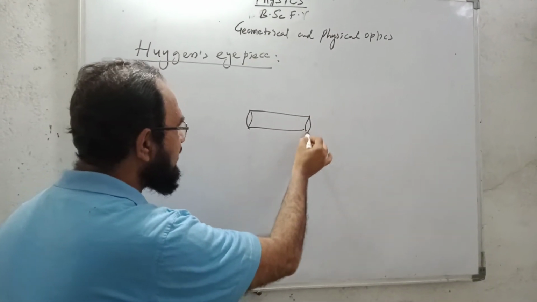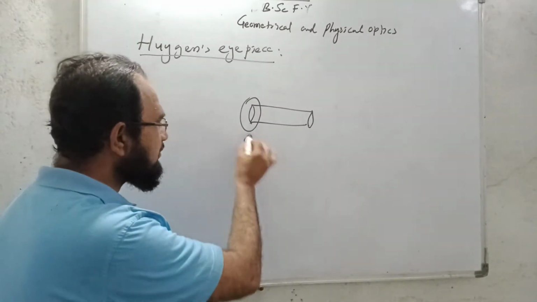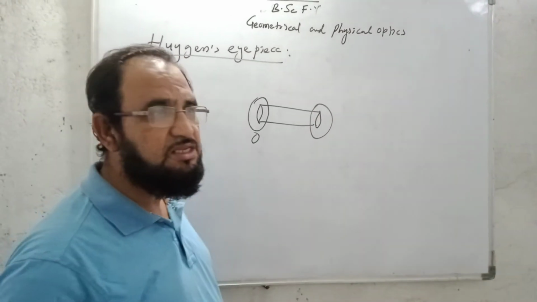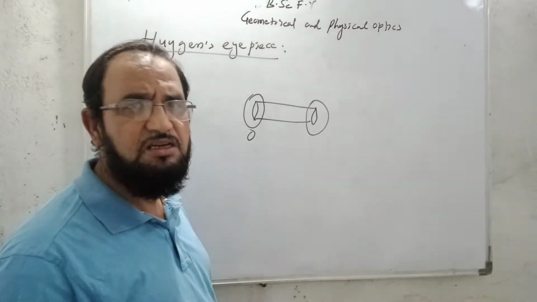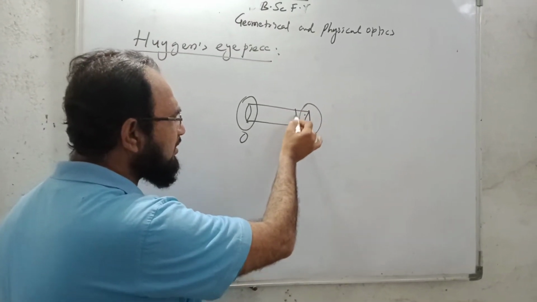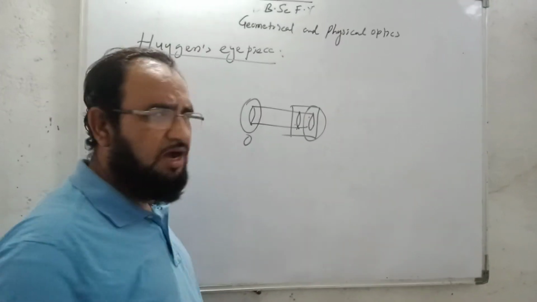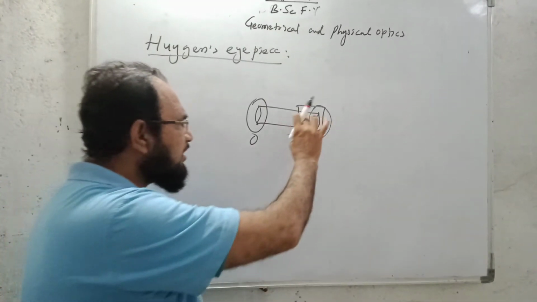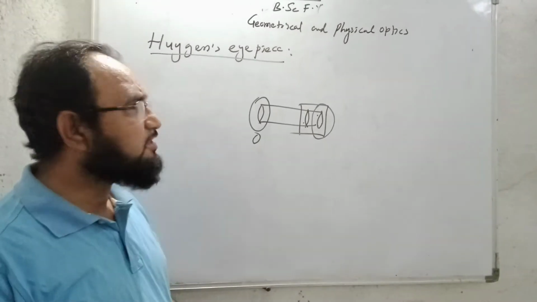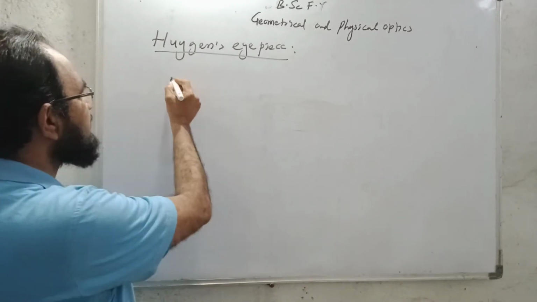If we see the telescope, this lens is known as the objective lens, which is towards the object, and this lens is called the eye lens, which is towards the eyepiece, which is towards the observer. Now in this there is another lens, and the combination of these two lenses is called the eyepiece. So first we will study the construction of the Huygens eyepiece.